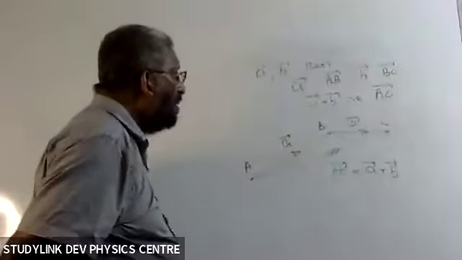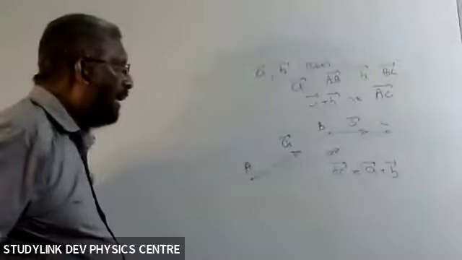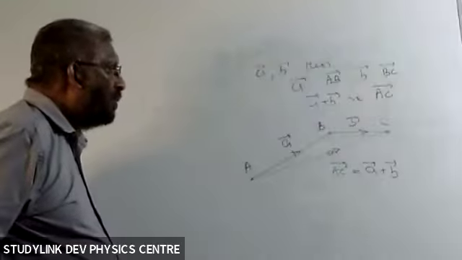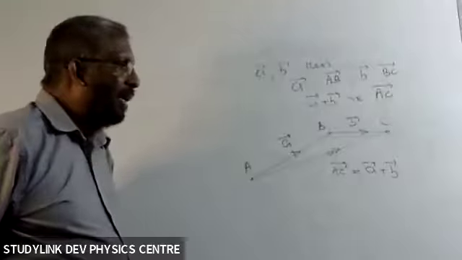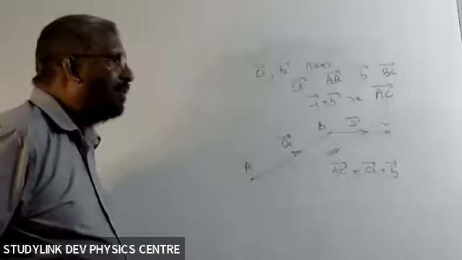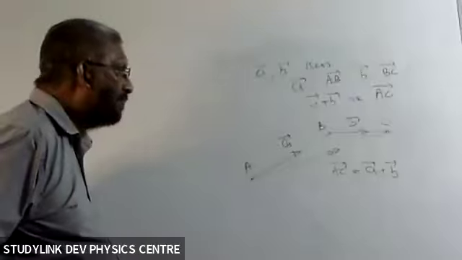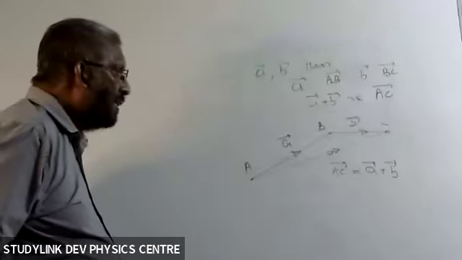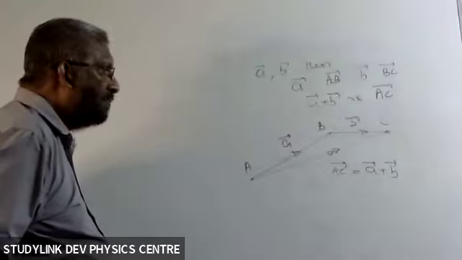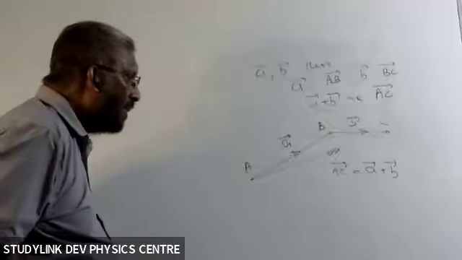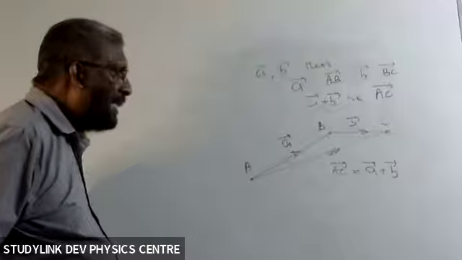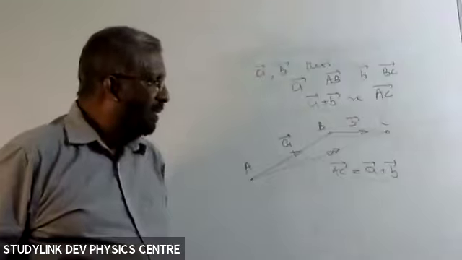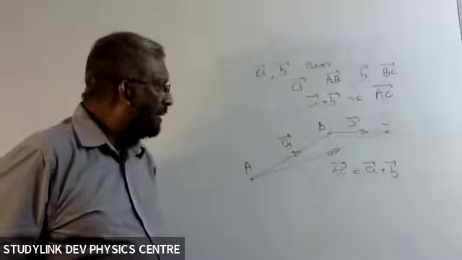Then in the next line you write: when A and B are two vectors and they are represented by the two adjacent sides of a triangle, AB and BC, then the vector AC represents the addition of the two vectors A and B.